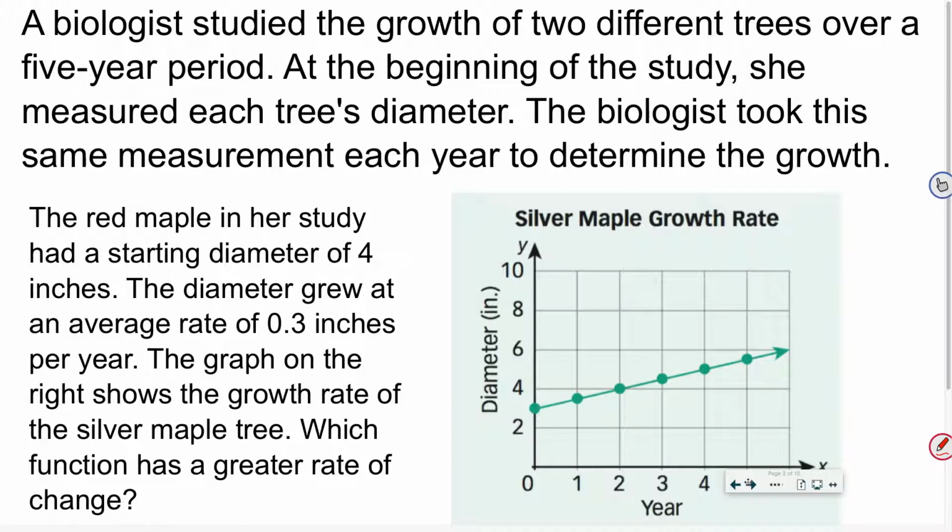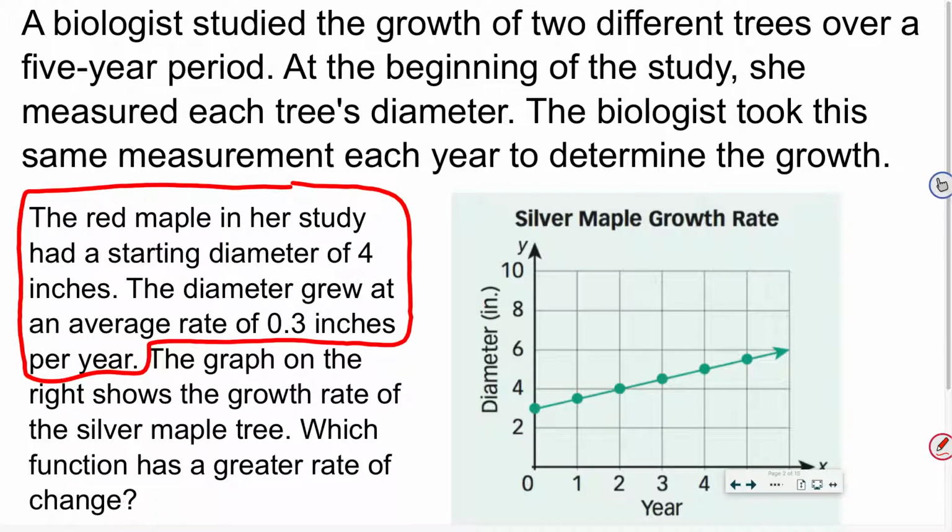We had 2 trees, and this is a very common way that you'll see functions compared. You have the red maple, which is given to you in just a sentence. The red maple in the study had a starting diameter of 4 inches, and the diameter grew at a rate of 0.3 inches per year. So that's the red maple. And then the silver maple is given to us in the graph. So we're going to compare these. We're going to identify which one had a greater initial value, which one had a greater rate of change. You won't always see them in the same format, but we might want to manipulate a little bit to get them into the same format.